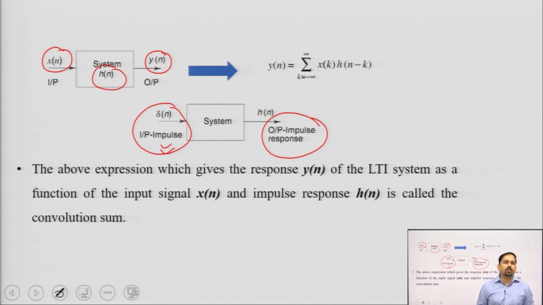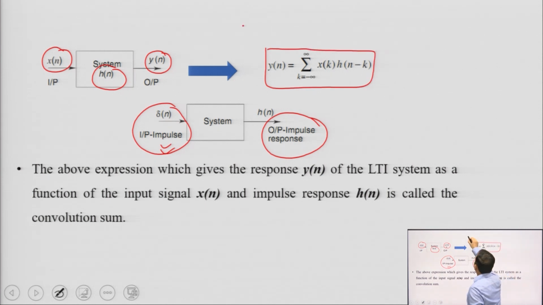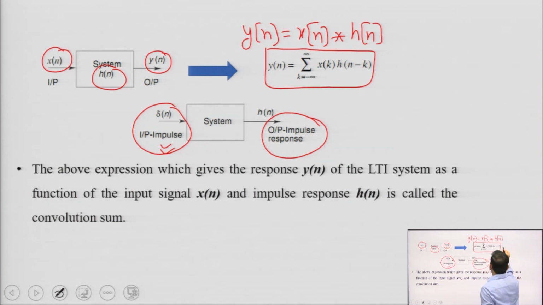Generally the step response and the impulse response are quite important, because with the help of these two we can check the properties of systems, whether the system is linear, non-linear, variant, invariant, causal, non-causal, stable, or unstable. So what we are writing here is that y[n] equals x[n] convolved with h[n], which can be further written as this.